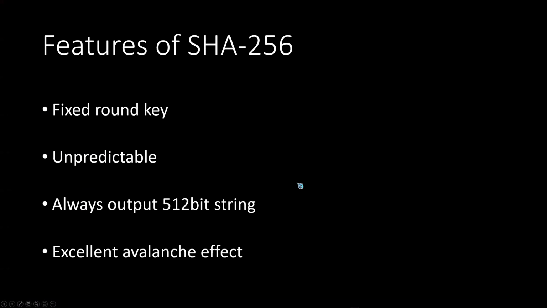So here are some features of the SHA-256 algorithm. It has fixed round keys, meaning we know the round keys from the very beginning, and the behavior is completely unpredictable, which means you cannot guess the ciphertext from the plaintext. It always outputs 256-bit strings, and it has an excellent avalanche effect, which means one bit change in the plaintext, the ciphertext will change completely.